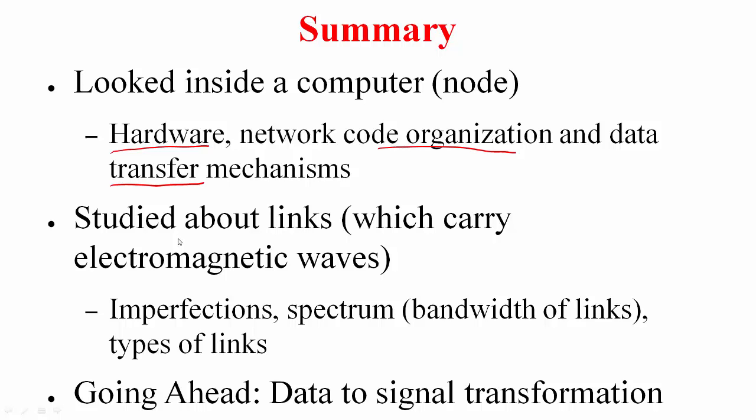We saw how links can be imperfect, they can attenuate, they can cause delay distortion, they introduce noise. And we also looked at spectrum, that is the bandwidth of these links, and also studied different types of links: twisted pair, coaxial cable, full duplex, half duplex, so on and so forth. So going ahead, we will see how we can transform the data to signals which are in turn carried by these links.